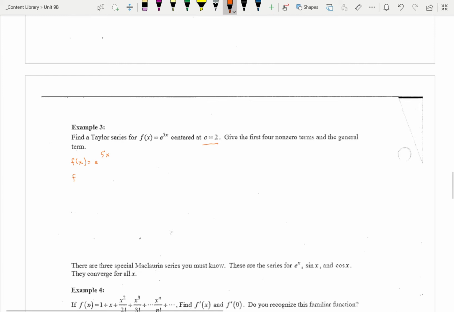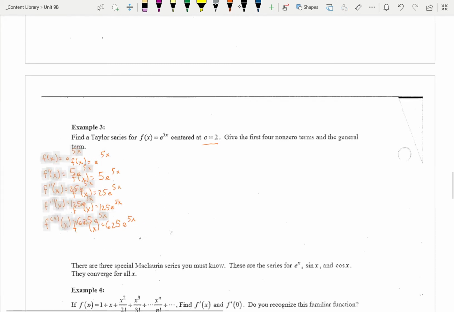I will take the derivative, and we'll get e to the 5x, but we also have the chain rule telling us to put a 5 out front. And the second derivative, we'll get e to the 5x again, but we've got another 5 out front. So 5 times 5 is 25. And then the third derivative, we have 5 times 5 times 5, which is 125. And the fourth derivative, we're going to get 5 times 5 times 5 times 5, which is 625. So that's just repeated chain rule over and over and over again.